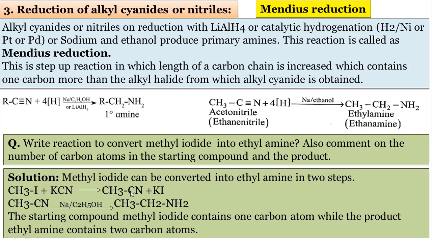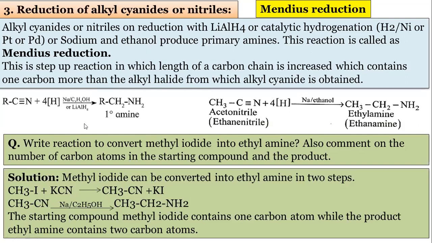Here, this CN is a nucleophile, it acts as a nucleophile. It will substitute the iodine, and we get CH3CN. This reaction is completed in chapter number 10, how this is prepared. Now this CH3CN is treated with Na and C2H5OH. This is the Mendius reaction. First, I will explain this Mendius reaction, and then I will come back to this one.